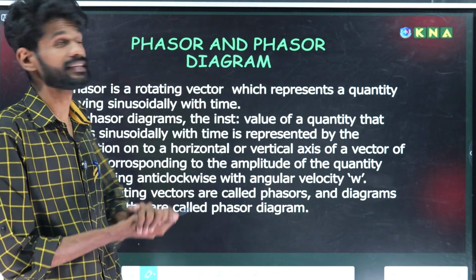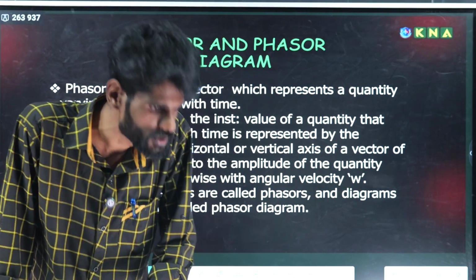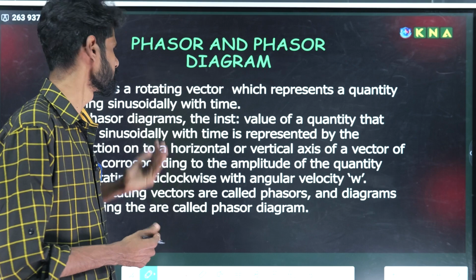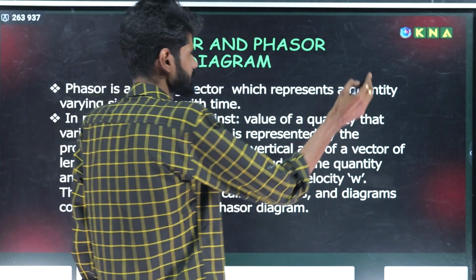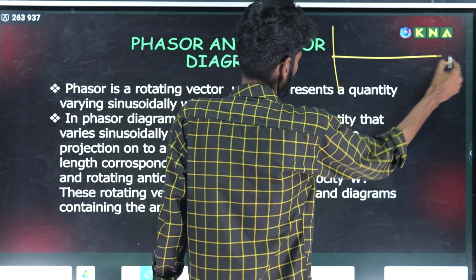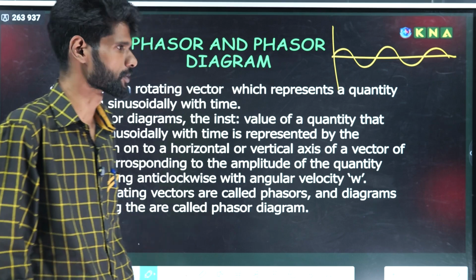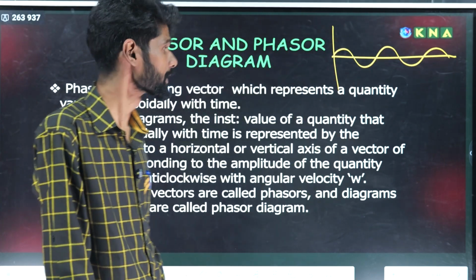Now we move on to the phasor and phasor diagrams. Okay, so how to represent that AC quantity? One of the methods is the timing diagram. Now this is an AC. With respect to time, we can represent the variation of the magnitudes.